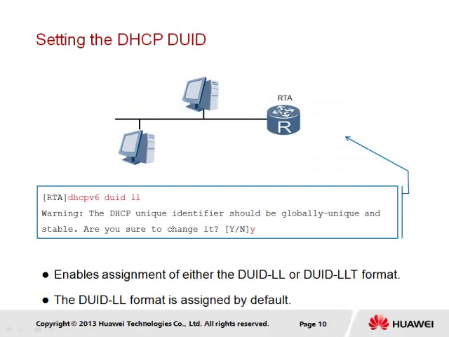We are able to set the DUID for the DHCPv6 server using the DHCPv6 DUID command, following which the type of DUID to be set should be configured as either LL for link layer or LLT where the link layer plus time type is to be used. Where the DUID LLT type is used, the timestamp will apply from the point at which this command is executed.